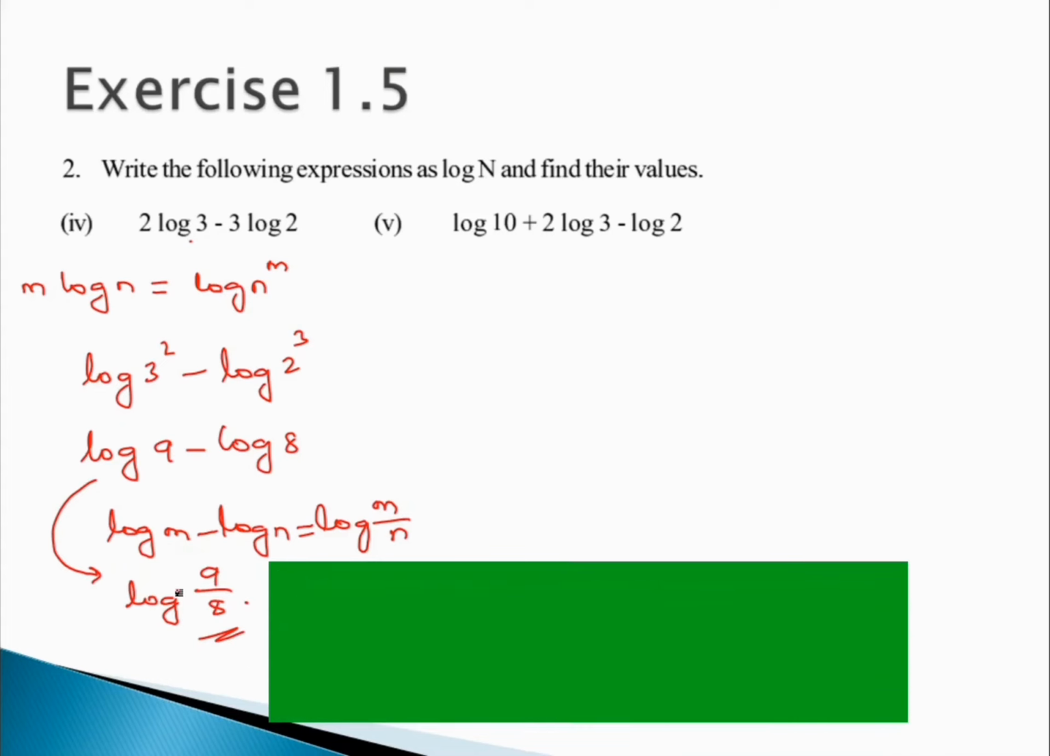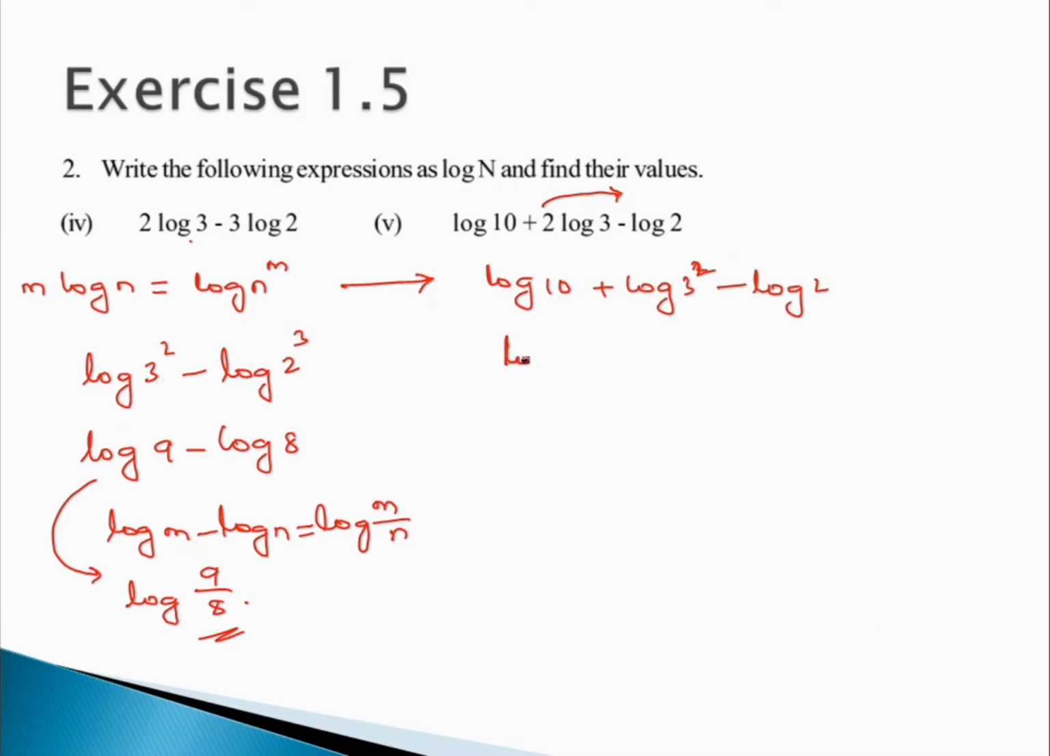So let us look at the next sum. I can use the same logic here, so I'm using the same formula. This is log 10 plus log 3 square minus log 2. So this step is clear. In the next step, I'm writing this as log 10 plus log of 9 minus log 2, isn't it? I hope this is clear.